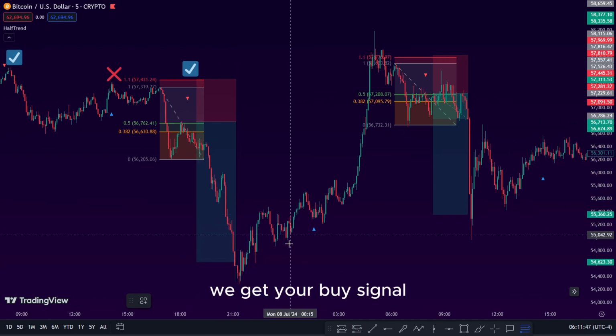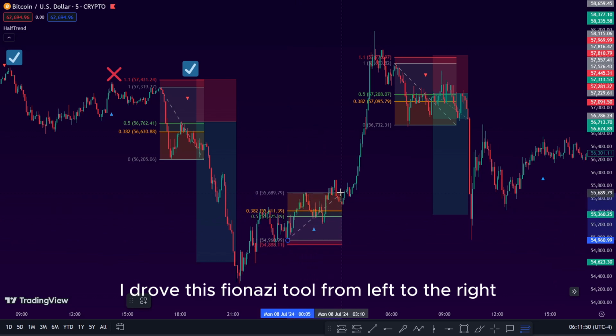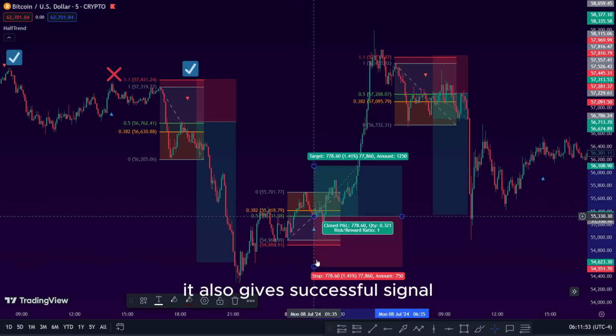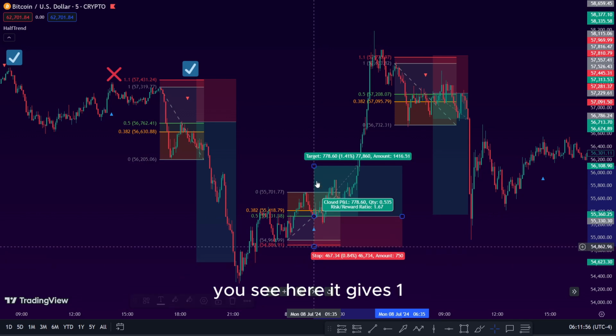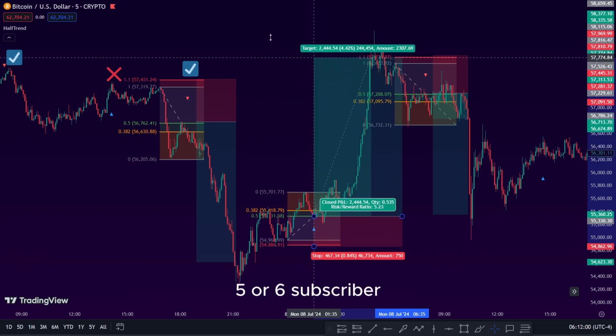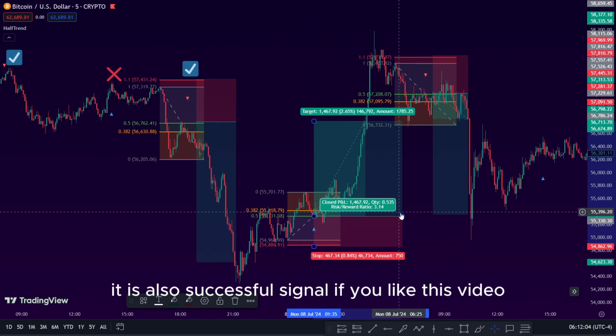Again, we get here buy signal. I draw this Fibonacci tool from left to the right. It also gives successful signal, you see here. It gives 1 to 5 or 6 risk reward. It is also successful signal.